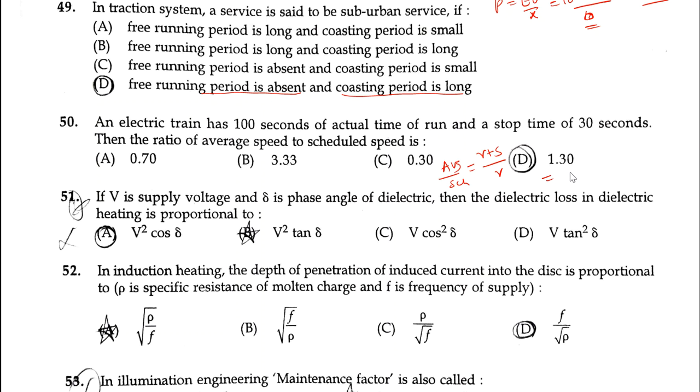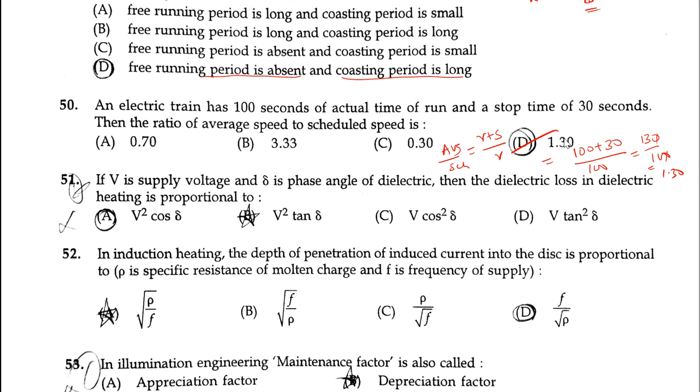Okay, so what is the run time? We have 100 seconds of actual run time, so 100 plus 30 divided by run time, which is 100. So 130 by 100 is nothing but 1.30. So the answer will be D here.